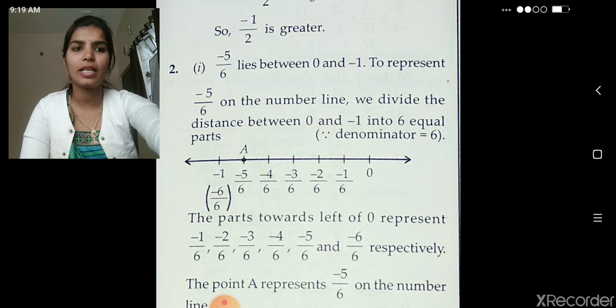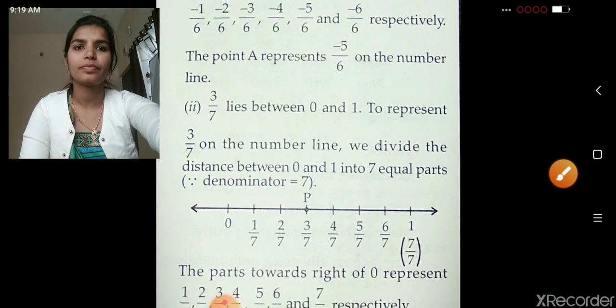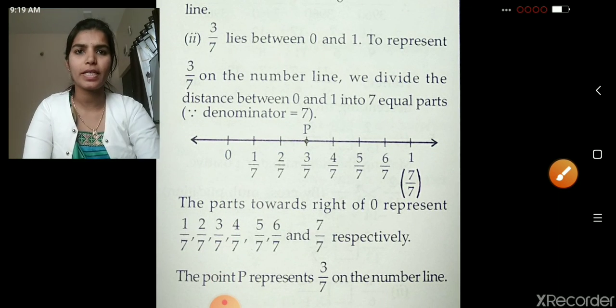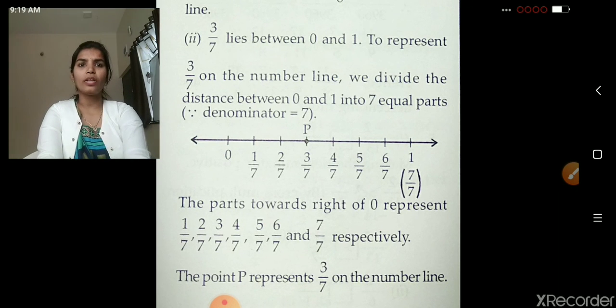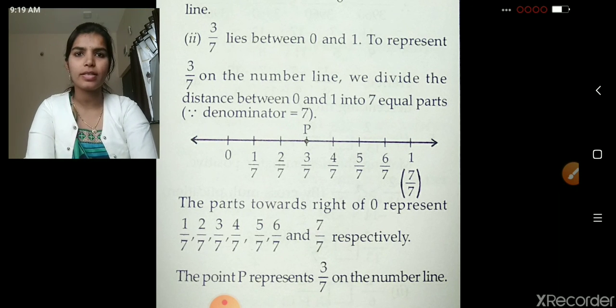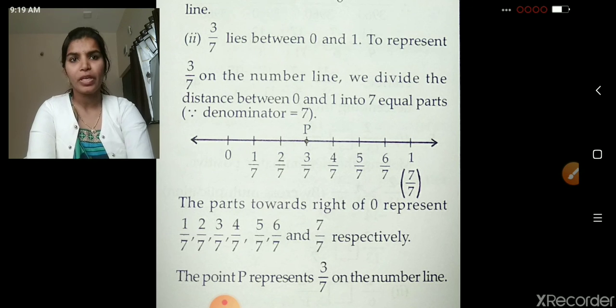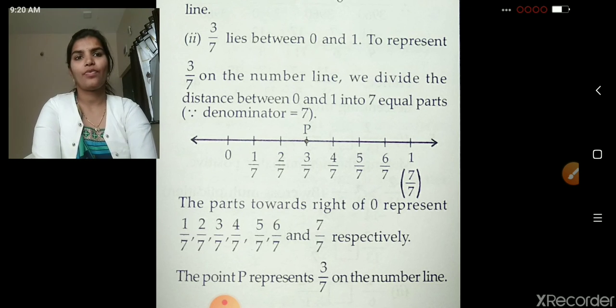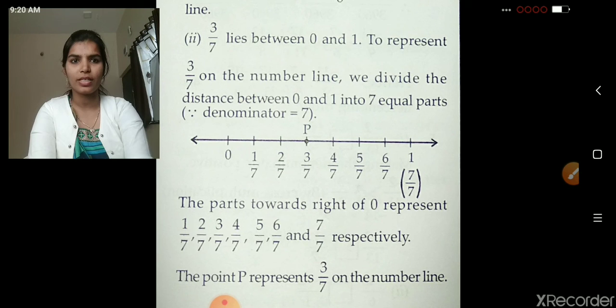Then we see our second example. We have to represent 3 by 7 on the number line. So 3 by 7 is a positive rational number. So 3 by 7 lies between 0 and 1. To represent the 3 by 7 on the number line, we divide the distance between 0 and 1 into 7 equal parts because the denominator is 7.